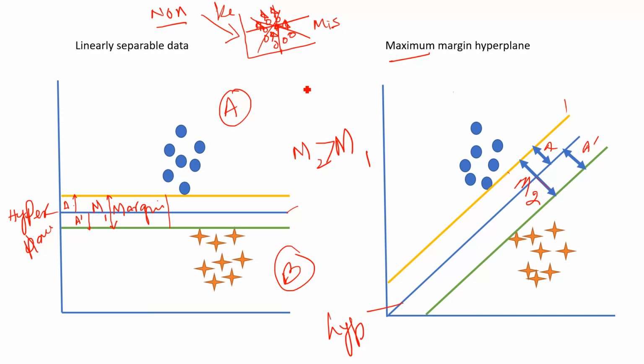So I hope the concept of SVM and linearly separable data, which is separated by drawing a straight line, is clear.